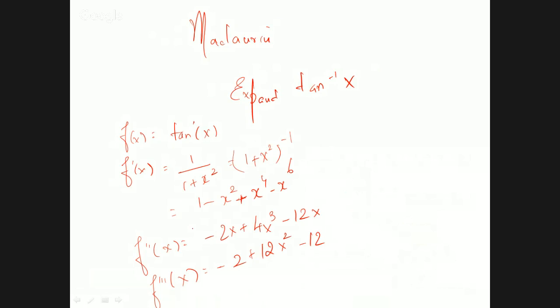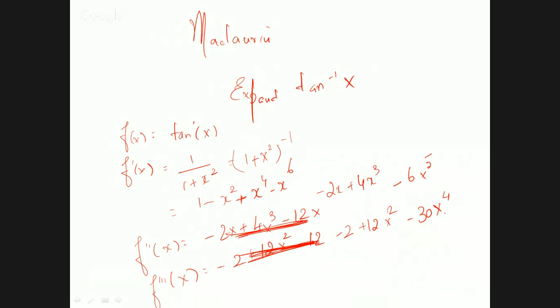Sorry, here I have written wrongly. So f double dash of x will be minus 2x plus 4x cube minus 6x power 5. And f triple dash of x will be minus 2 plus 12x square minus 30x power 4.